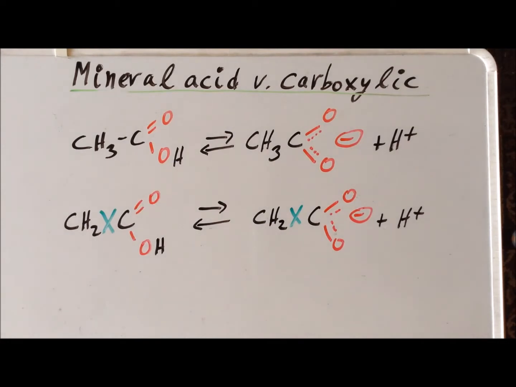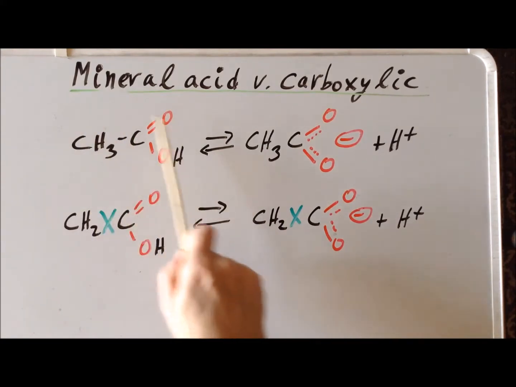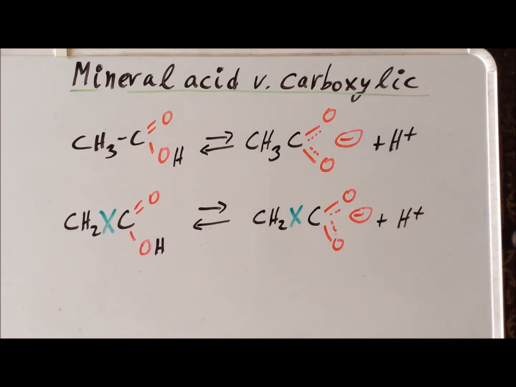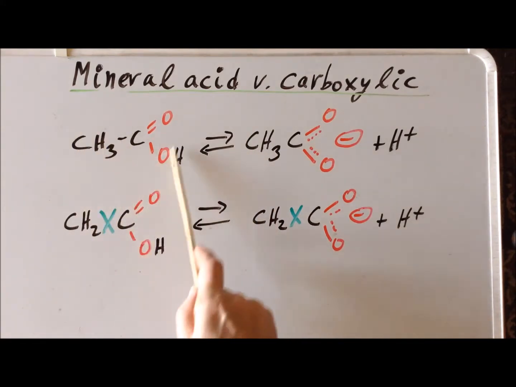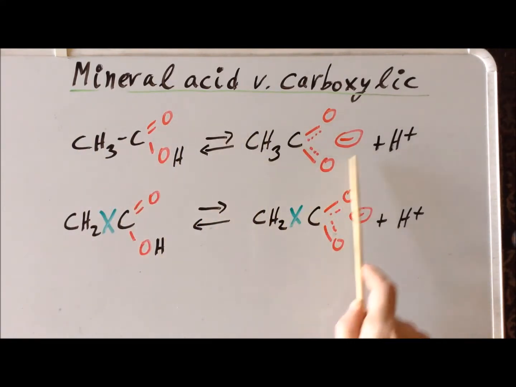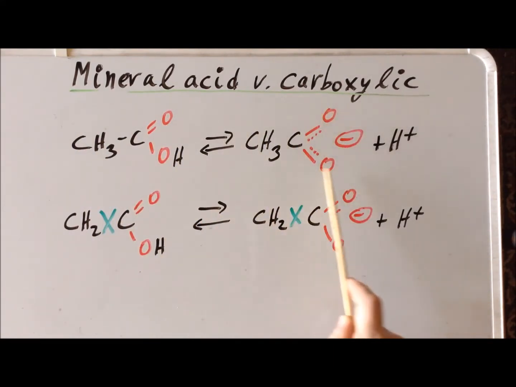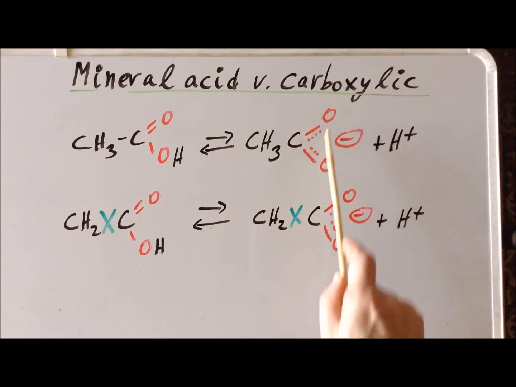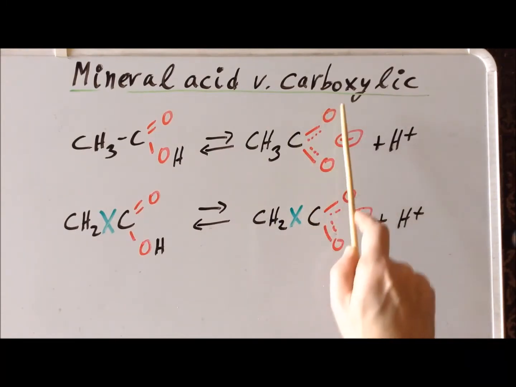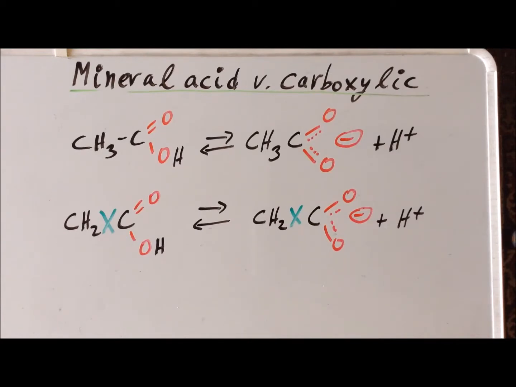Now we want to take a look at the effect of electron withdrawing groups. So our standard is going to be acetic acid, which we know is a weak acid in aqueous solution, and absolutely a weak acid in the gas phase. And here we show the parent acid, and then the conjugate base with the resonance stabilization, two different resonance structures between the carbon and the two oxygen atoms.